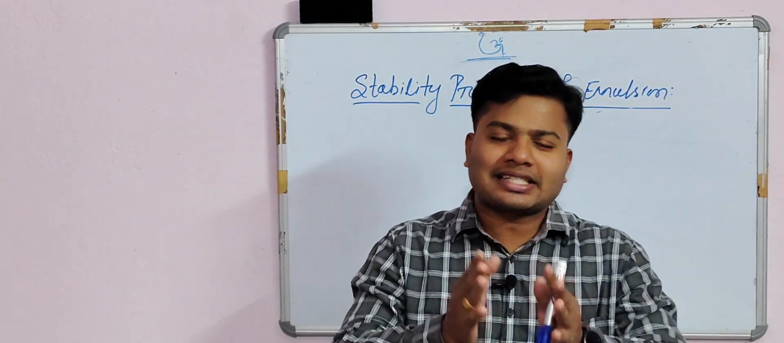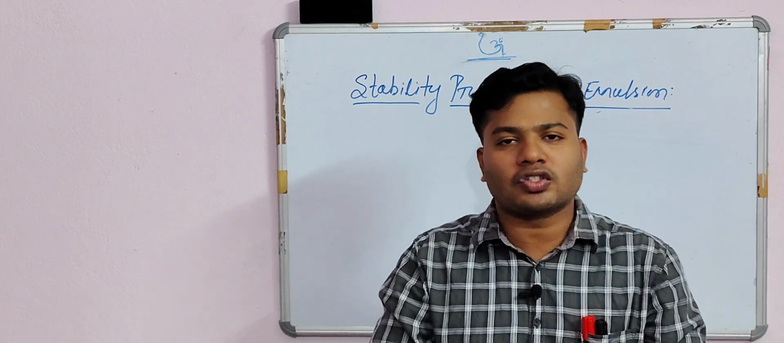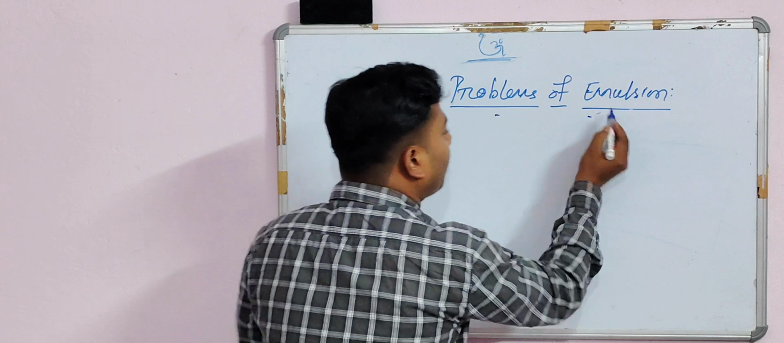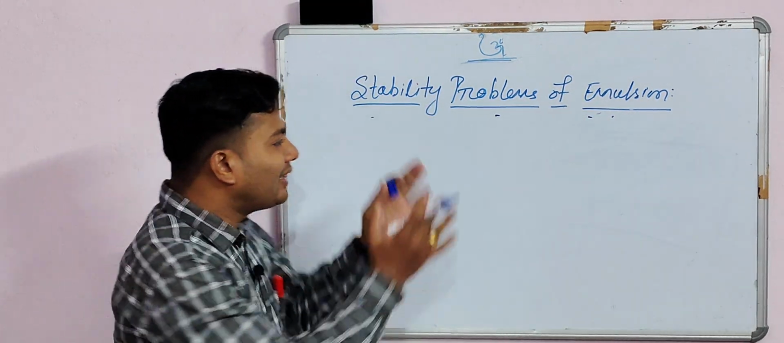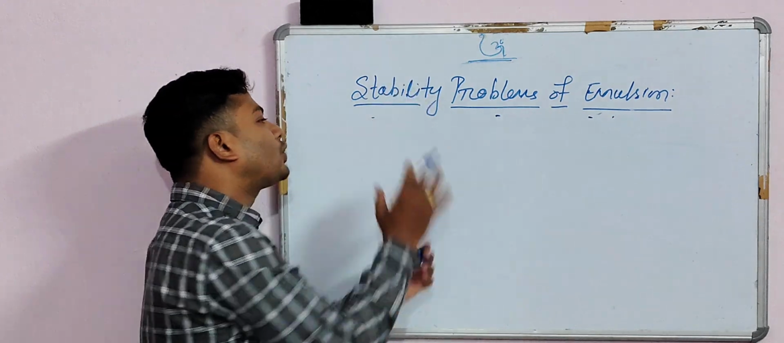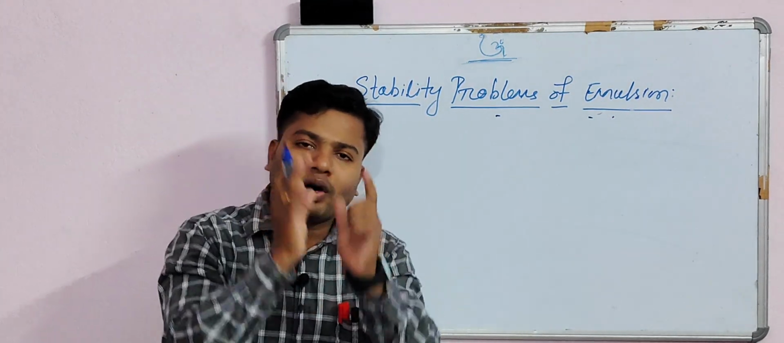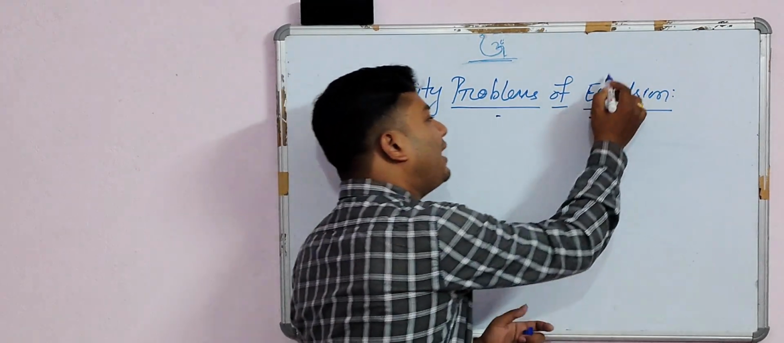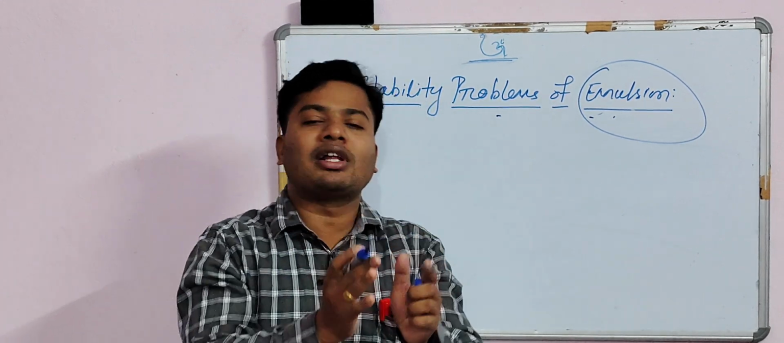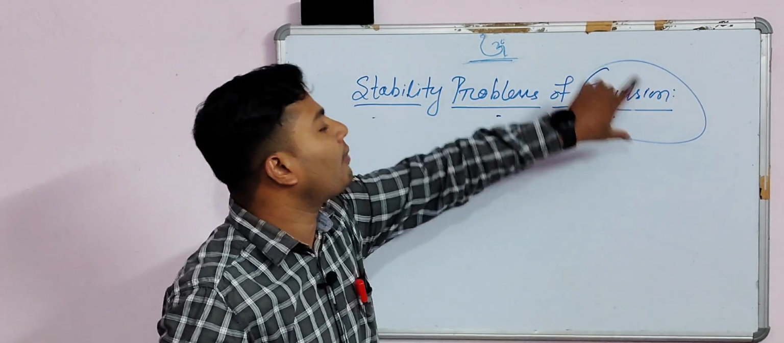Today I am going to discuss the last portion of the emulsion. So what is that portion? That portion is the stability problems of emulsion. In this part I am going to discuss what problems affect the stability of emulsion, or what factors affect the stability of emulsion, or what changes usually occur during the preparation and storage of emulsion.